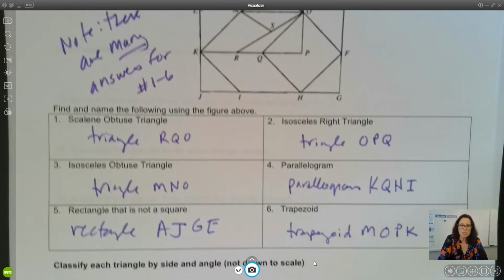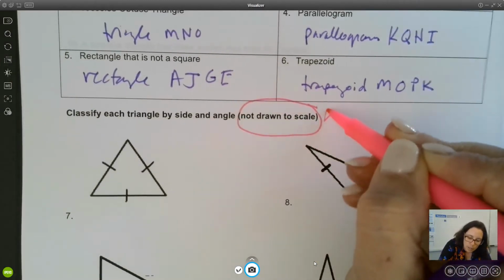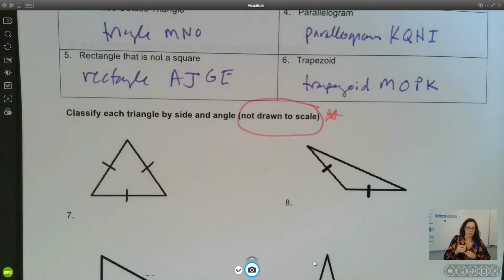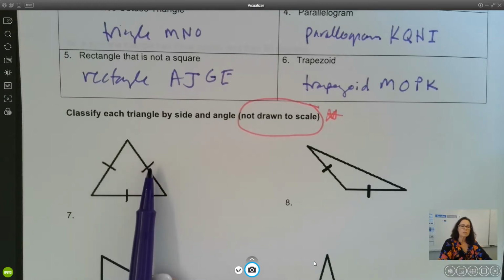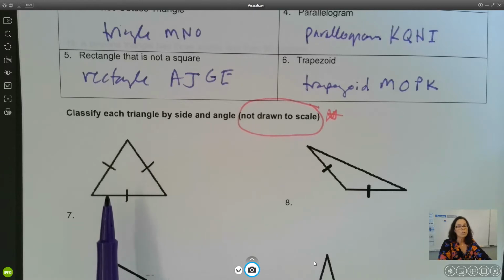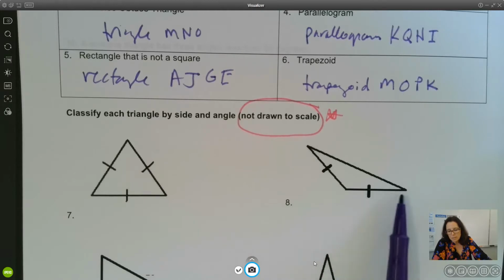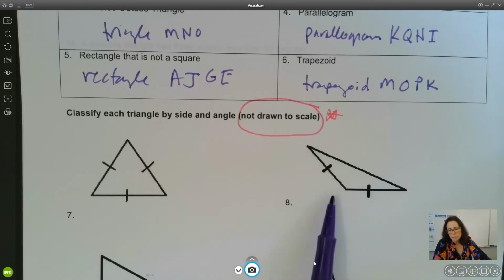These words right here, not drawn to scale, are super, super important. These three sides are labeled with this one mark saying that they're equal in length, even though they don't look like they are. For example, over here, kind of looks like this might be a little smaller than this, but guess what? Because they're labeled with the one mark, they are equal. So when you say not drawn to scale, they might not look like it, but it's whatever they're labeled to be.